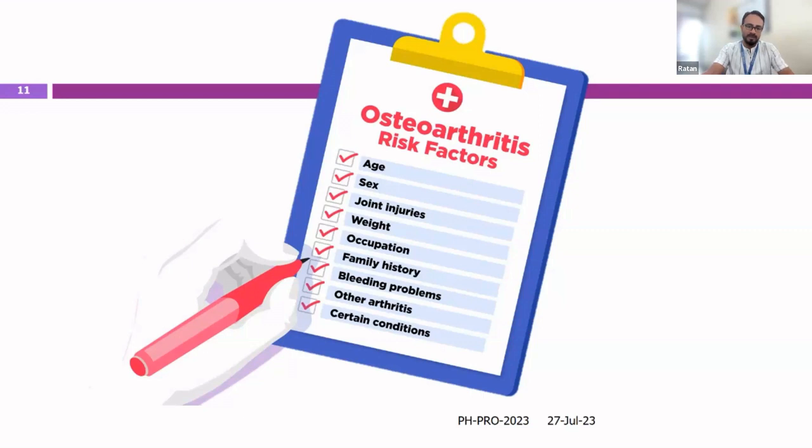If you can reduce these risk factors, especially the modifiable ones, I'm not talking about the non-modifiable. You cannot change family history, sex, gender or age. Whatever we cannot change, we need not think about; it will keep on happening. But if you work on the other modifiable factors, even for people who have not yet been diagnosed, it may either delay or prevent this condition.